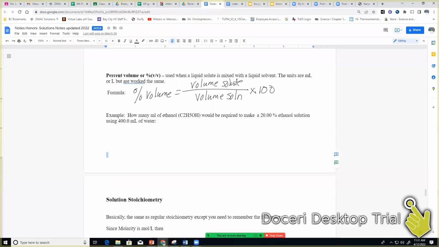All right, so our example is going to be very similar to the example we looked at. It said how many milliliters of ethanol would be required to make a 20% ethanol solution. So that is telling you that ethanol is my solute. So once again, that's going to be my unknown, my numerator. And it says I'm using 400 mLs of water. So water is my solvent. So to get my total solution, it's going to have to be my 400 mLs, that's my solvent, plus whatever I solve X for, because that's going to be the volume of my solute. So once again, I'm going to get my 20% out to a decimal by moving it back two places. So 0.2 is going to be equal to X, that's what I don't know, divided by my total solution, which is 400 mLs plus X.